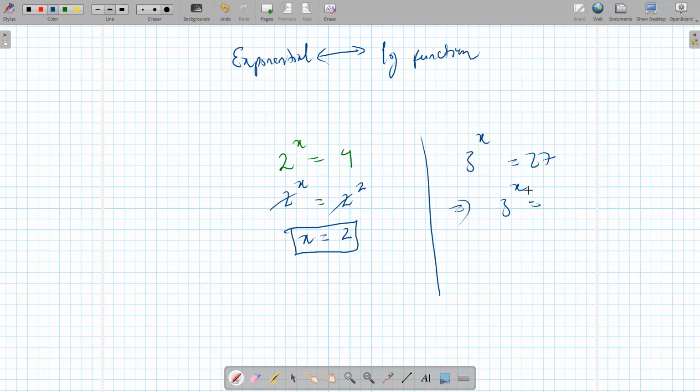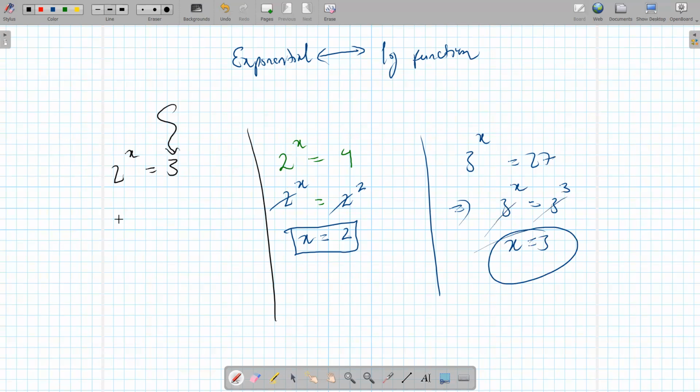It's 3 times 3 times 3. So it's 3 cubed, right? So this, bada boom, bada bam, gone. X is 3. Easy. But what if we had something like this? 2^x equals 3. Now there is no way we can write 3 in terms of 2, right?